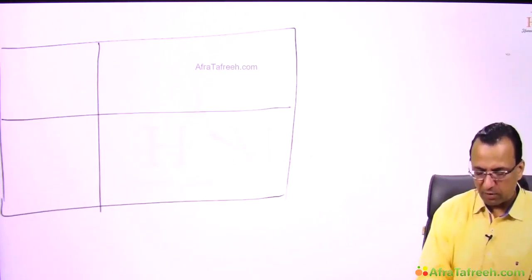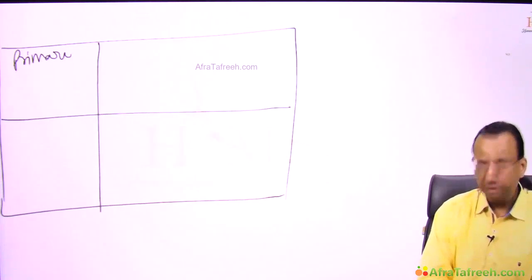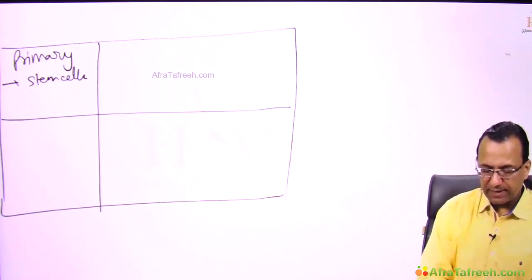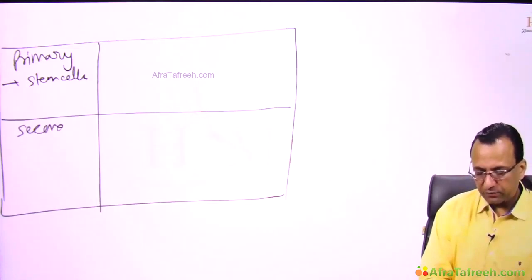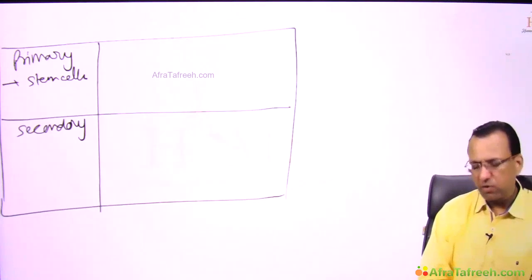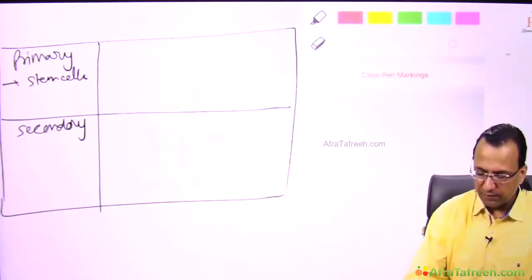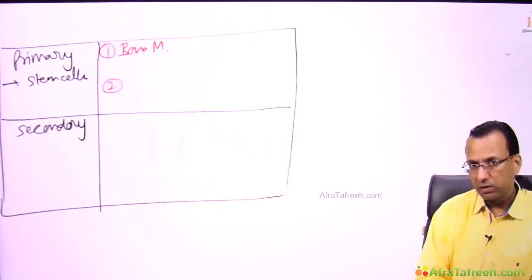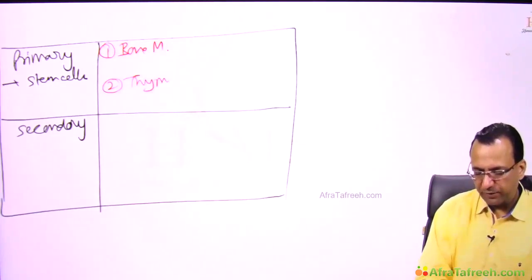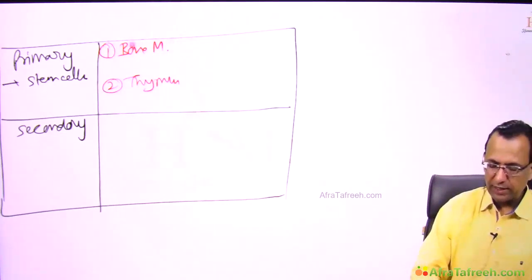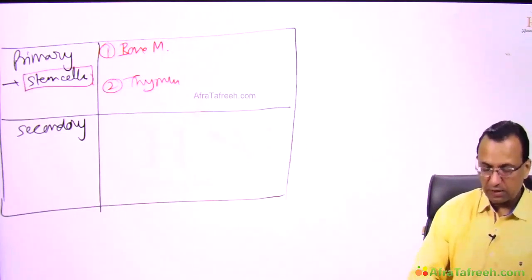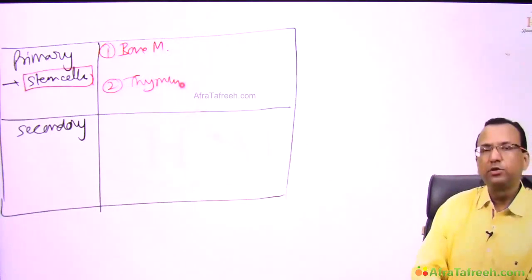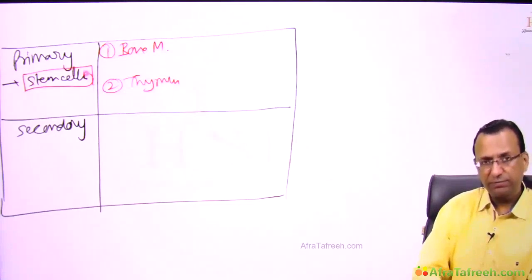Actually, when we are talking about the primary lymphoid organs, then they have stem cells, and there could be secondary ones which do not have stem cells. And what do you include in primary? In primary, what we include is number 1, bone marrow, and number 2, the thymus. Actually, what happens is, it is the bone marrow which is sending some stem cells to the thymus, making it a primary lymphoid organ. Now, what will happen to the stem cells in the bone marrow?